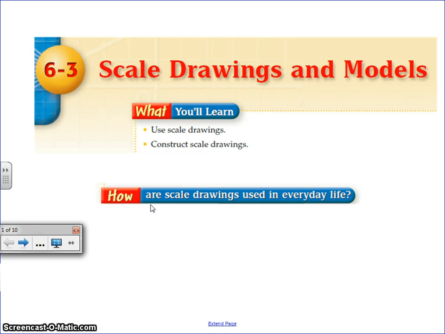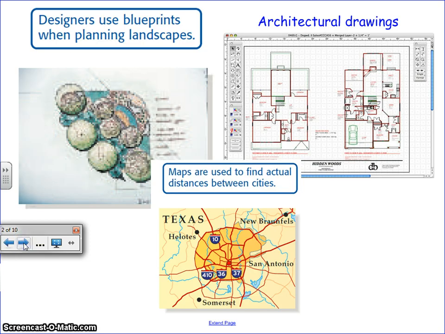All right, 6-3, scale drawings and models. What we're going to learn is how you use scale drawings and how to construct a scale drawing. And you can think of lots of ways, I'm sure, or maybe at least one or two ways that scale drawings are used in everyday life. And I tried to help you think of a couple. Landscape planners use them to design plans for developments or lawns or that kind of thing. Architectural drawings use scale. Every inch on an architectural drawing represents X number of feet of the real building, because obviously you can't draw the whole building to size because it'd be a mess. It would be way too big.